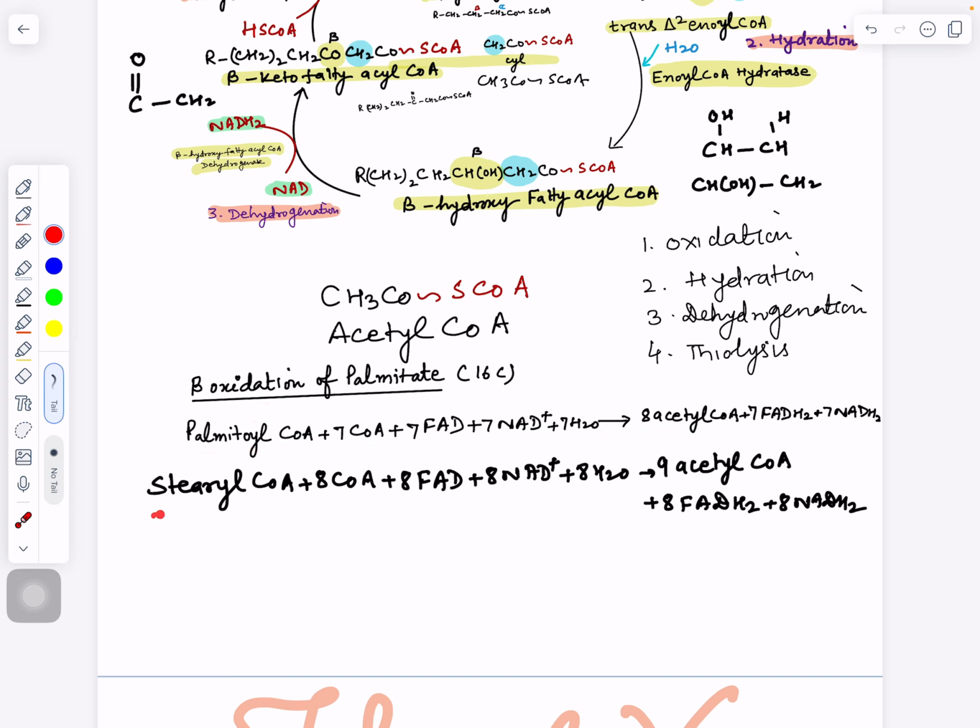And if we are taking stearoyl coenzyme A, which is 18 carbon in length, we will need 8 coenzyme A, 8 FAD, 8 NAD, 8 molecules of water, and 9 acetyl coenzyme A will be generated, 8 FADH2, 8 NADH2.